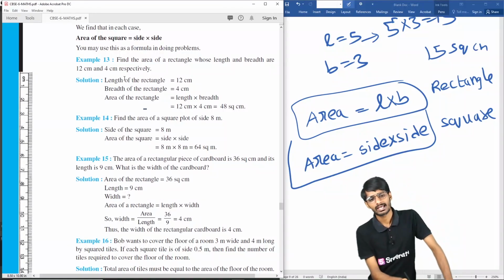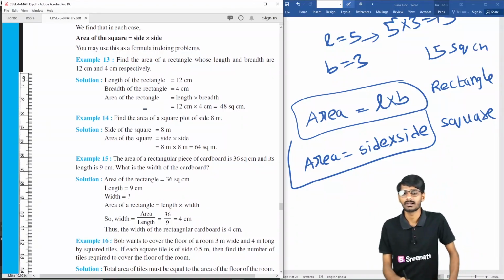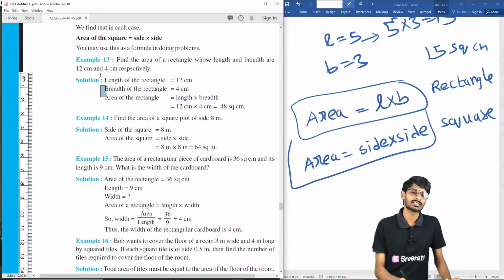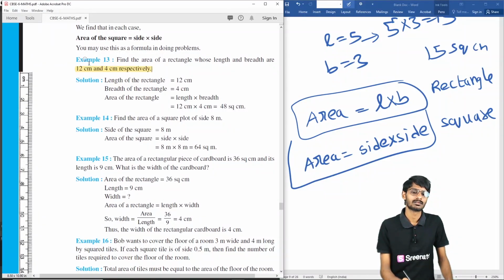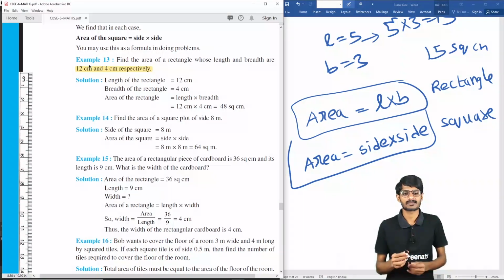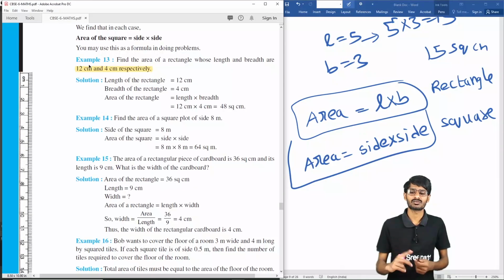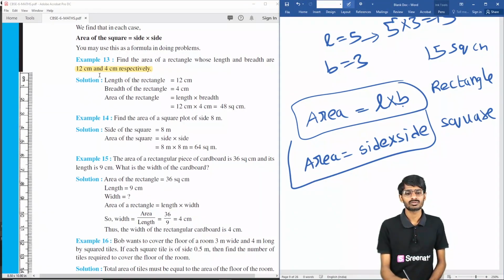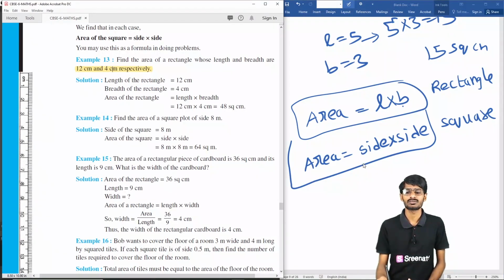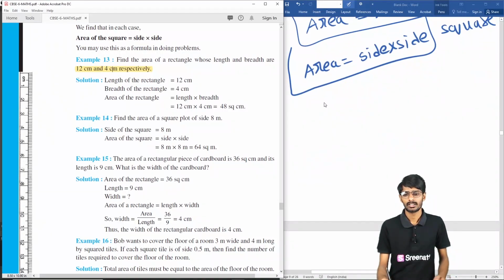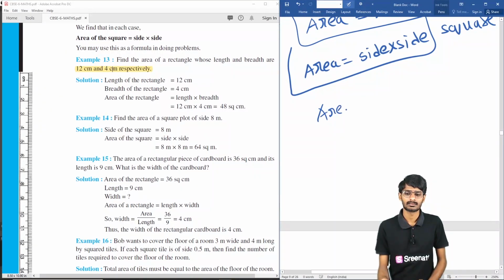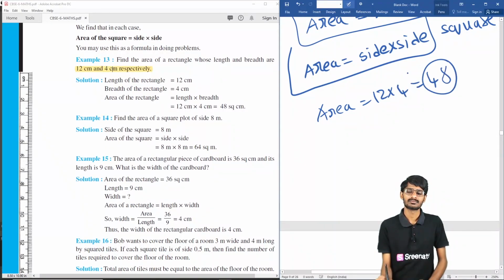So now example 13. Find the area of a rectangle whose length and breadth are 12 centimeters and 4 centimeters. How to do this task? Very easy. They have given the length, they have given the breadth. We know the formula, L into B. So if you take 12 and 4, area is 12 into 4, which is 48. That's it.